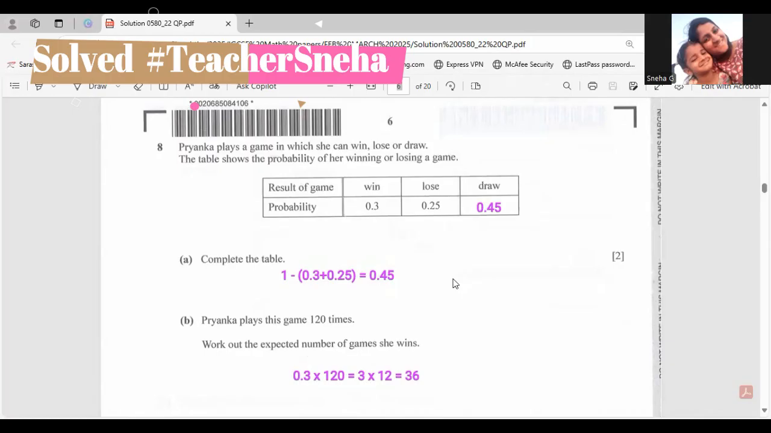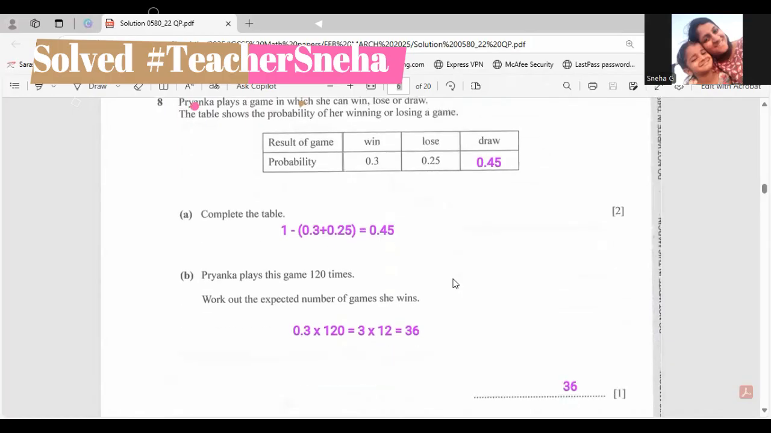Now, Priyanka plays this game 120 times. Work out the expected number she wins. So, we know that the win probability is 0.3 and she plays the game 120 times. So, 0.3 multiplied by 120, you get the answer as 36. How did we do this? How do I get 3 into 12? I simply move the decimal by one place. So, it is 3 multiplied by 12 and the answer is 36.